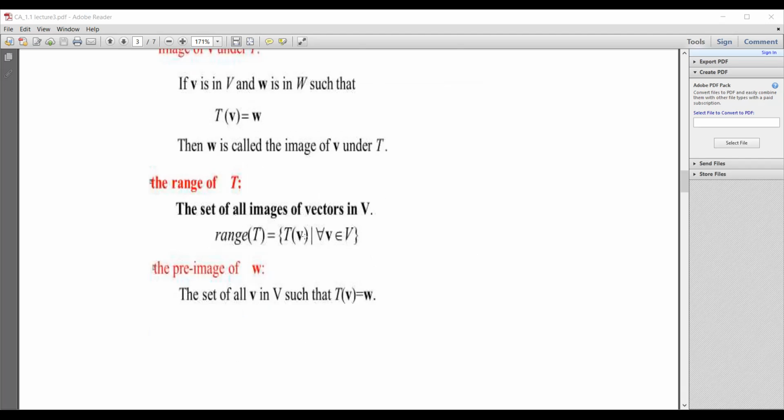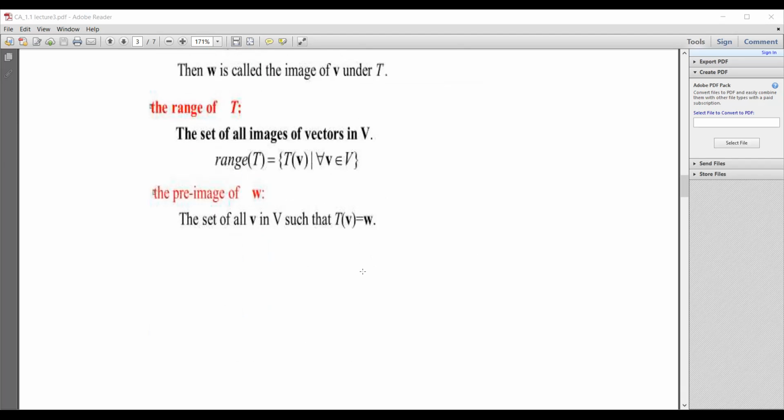In short, we denote it as T of V, for all V belonging to capital V. This is nothing but the images of all the elements of the domain set. And then we define the pre-image of W. This is the set of all V from the domain space capital V whose image is W, T of V equal to W.